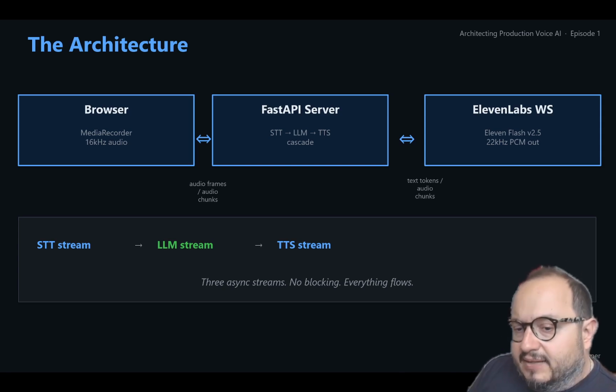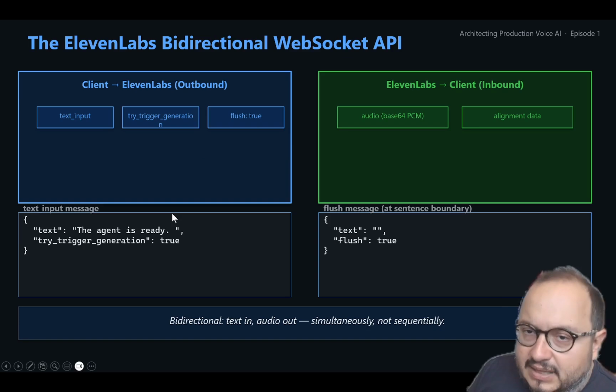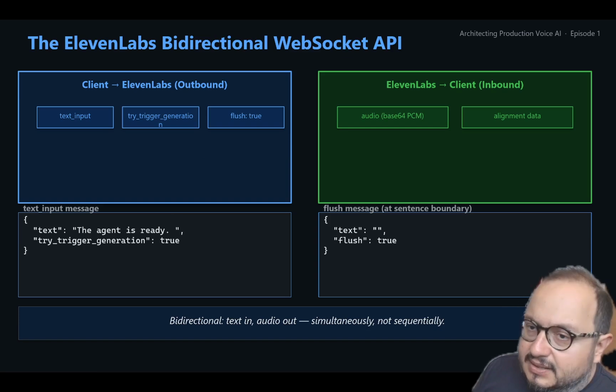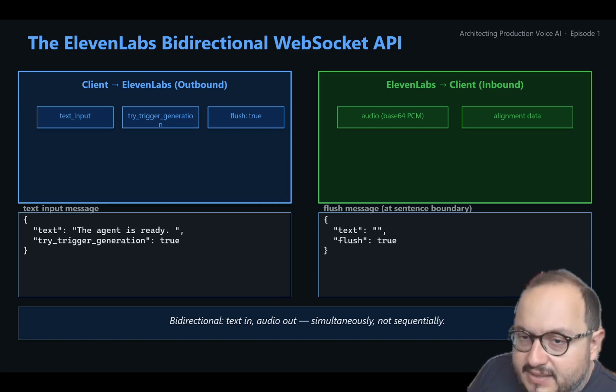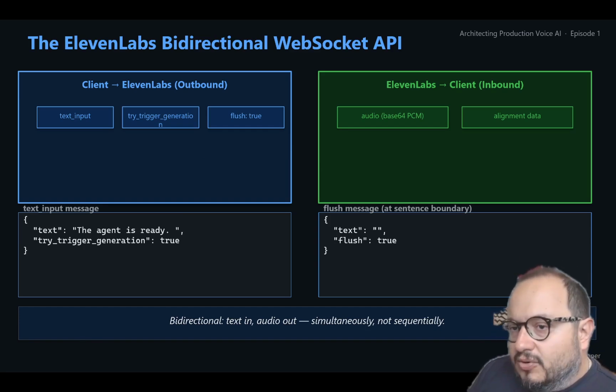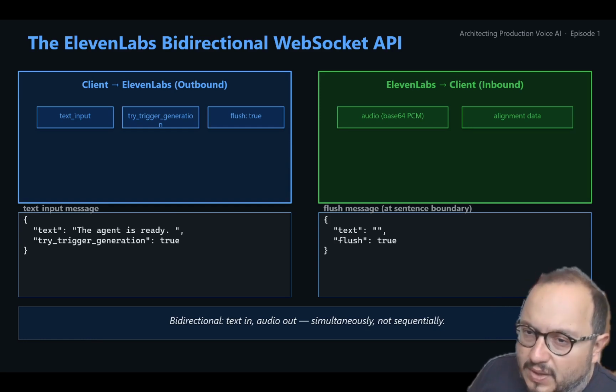Let me explain the ElevenLabs bidirectional WebSocket before we build the cascade. The ElevenLabs bidirectional WebSocket is not a typical streaming API. Most streaming TTS APIs work like this. You send your complete text and you receive audio chunks as they are generated. This is one-directional streaming. You send once, you receive many times.